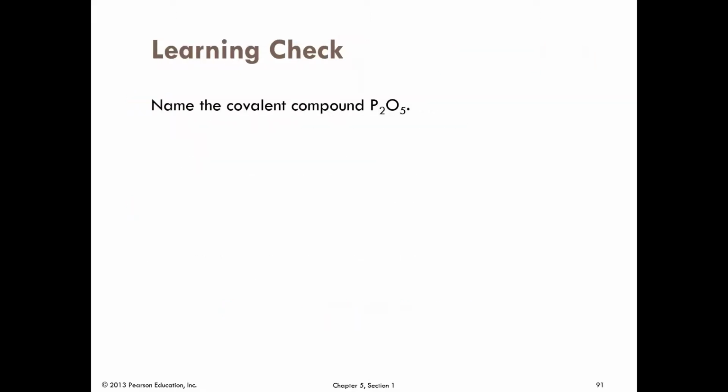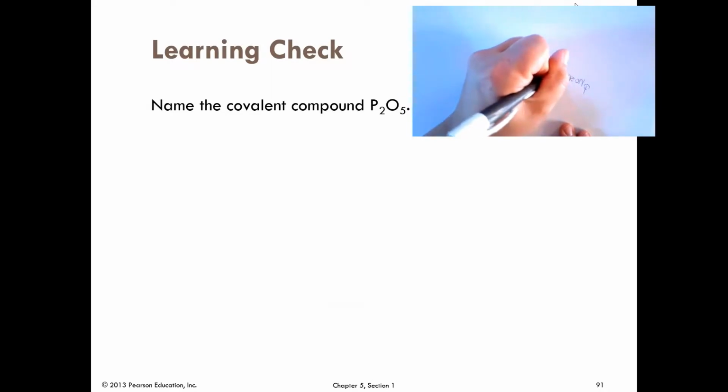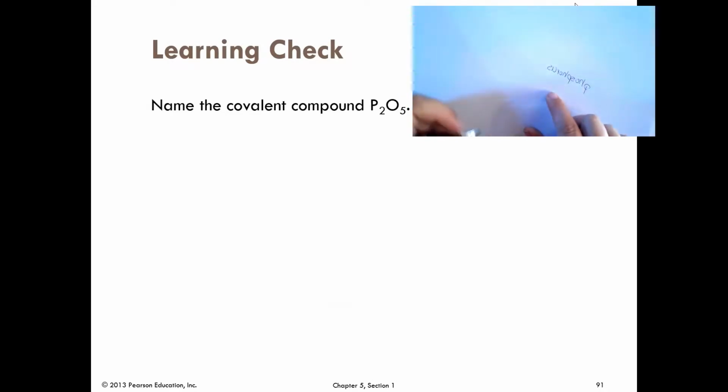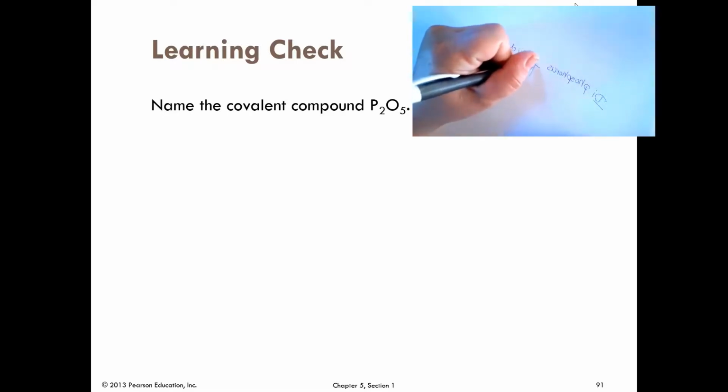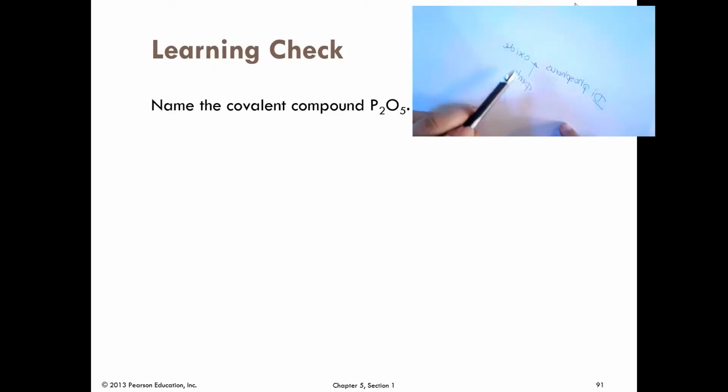So let's try to name this one, P2O5. Let's think. P stands for phosphorus. And the O stands for oxygen, which means it becomes oxide. Now we do have prefixes we have to put in. The 2 means di, so we'll have diphosphorus. And then the 5 means we have to use penta. So it becomes diphosphorus pentaoxide.